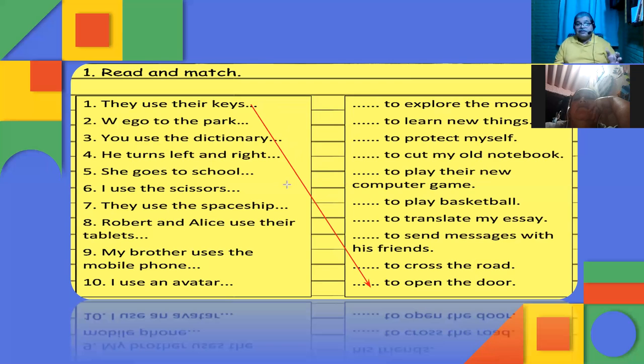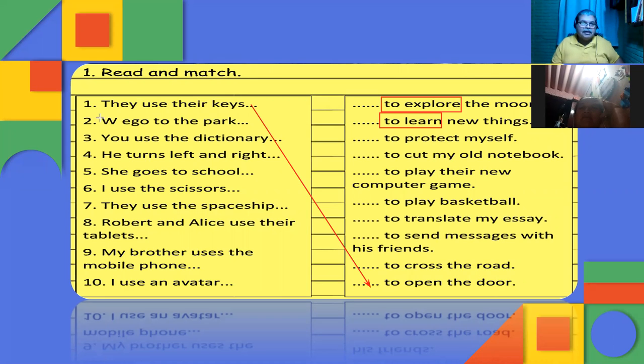Okay. Esto es el infinitivo, ¿eh? To explore, eso es infinitive. Es una forma verbal. Porque el verbo es learn, o el verbo es explore. El infinitivo, to explore. Aquí el verbo es learn. El infinitivo, to learn. Eso es lo que se conoce como infinitivo. Y se llama de propósito porque nos indica para qué es que usted hace algo. They use their keys, ellos usan sus llaves para abrir la puerta.